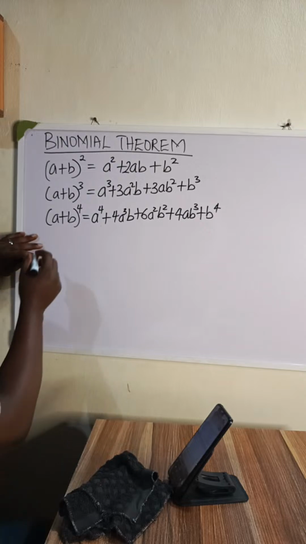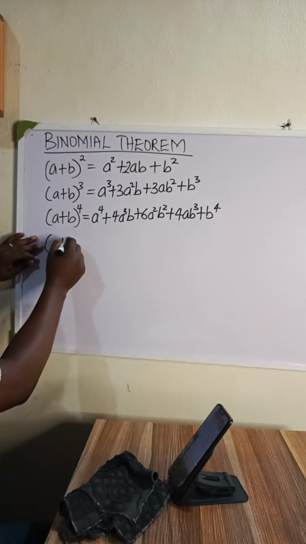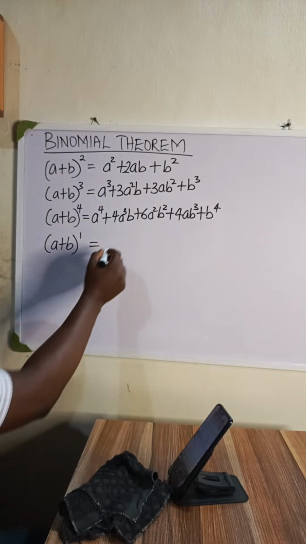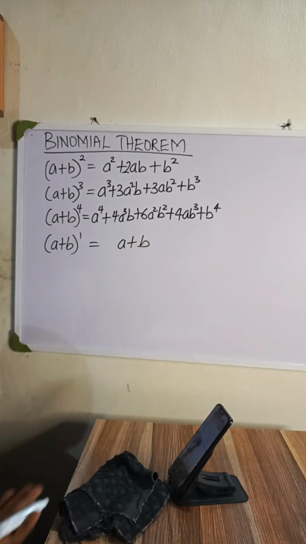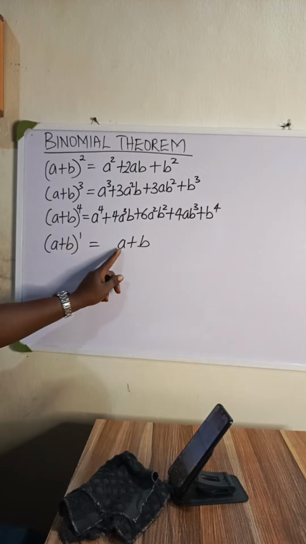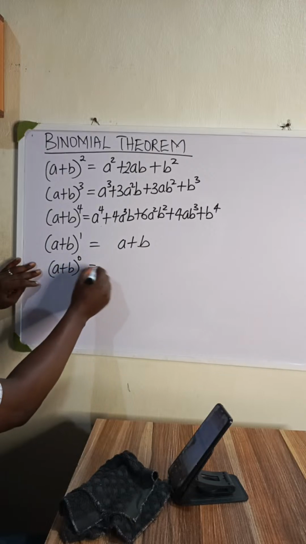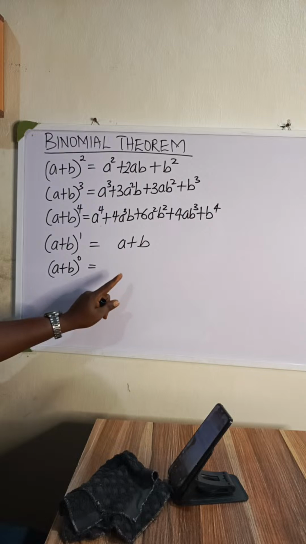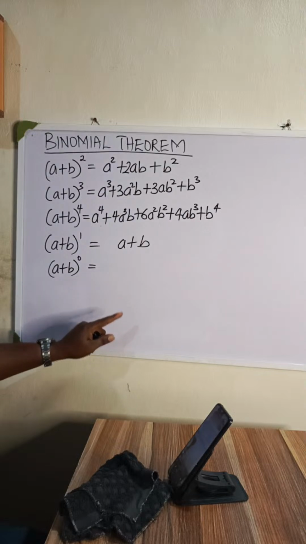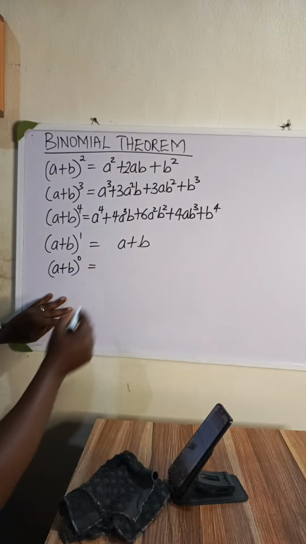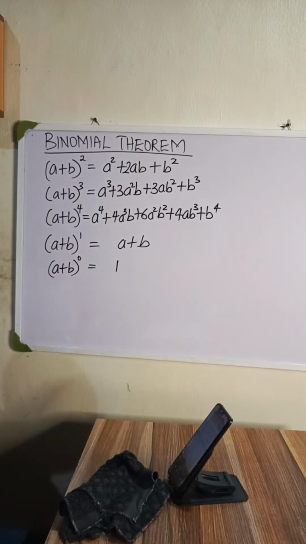Now, what are we going to have if we have a plus b to the power of 1? A plus b to the power of 1 is simply a plus b. And a plus b to the power of 0, what will it give us? Anything to the power of 0 is equal to 1, right? Good. Anything to the power of 0 is equal to 1.